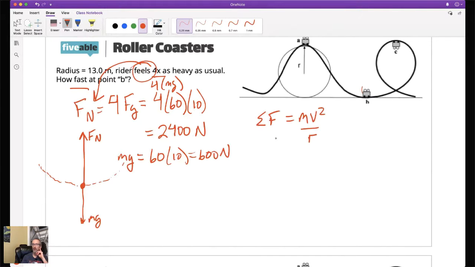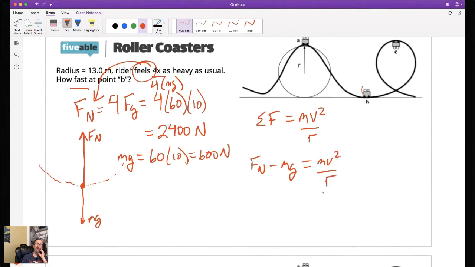Yeah, very good. Fn should be positive. So we're going to put Fn first. If you don't do it this way, you're going to get a really funky answer. It might be negative, and you can't do the square root of a negative number. So that's why that doesn't work out sometimes. So this is Fn minus mg is equal to mv squared all over r.